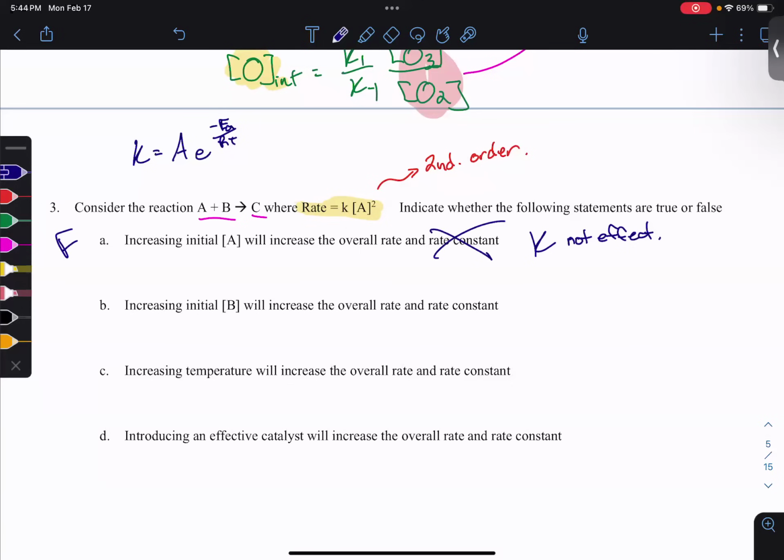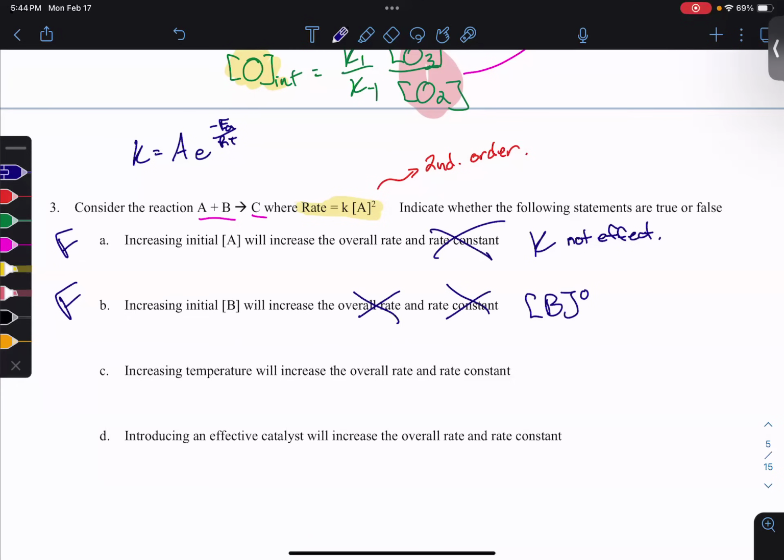Okay, next one. Increasing the initial B concentration will increase the overall rate and the rate constant. True or false? Yeah, super false. Will B change the rate constant? Will B change the rate? No. Why? It's not in the rate law. Yeah, very good. So here B is 0th order, so it's going to have no effect on any of those things. So it seems like B isn't in the rate determining step. It's in the fast step probably.